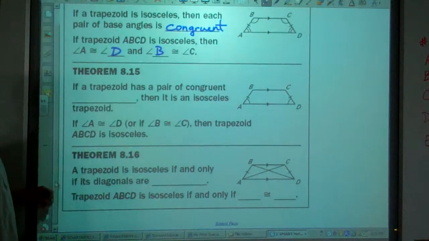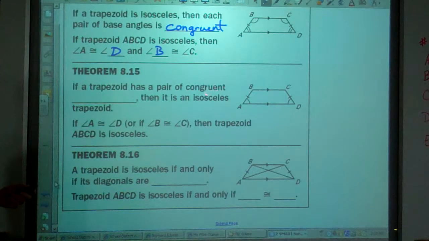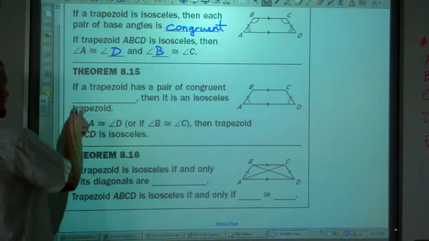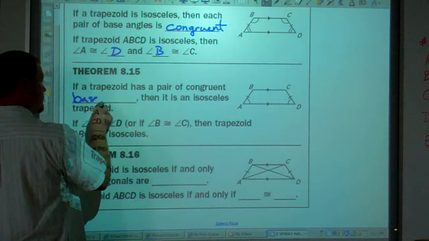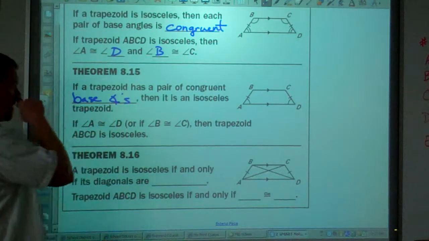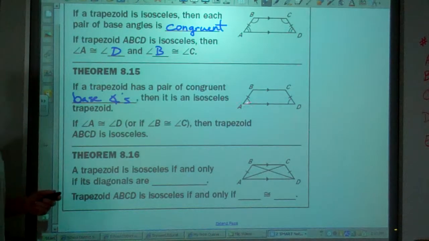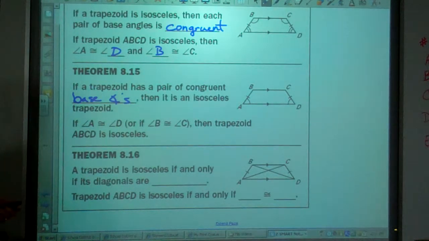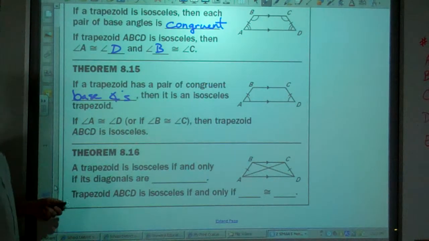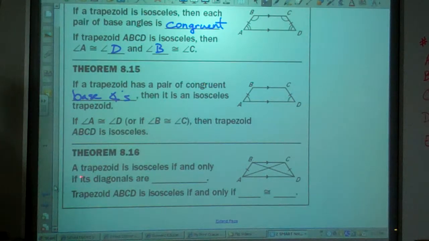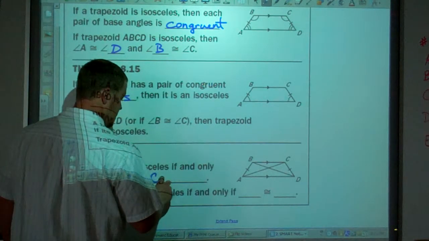If a trapezoid has a pair of congruent base angles, then it is an isosceles trapezoid. If we know we have one pair of base angles that are congruent, the other two will be congruent, and it is an isosceles trapezoid. And then lastly, a trapezoid is isosceles if and only if its diagonals are congruent.